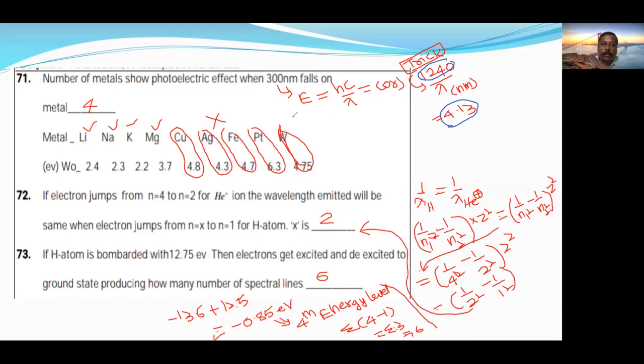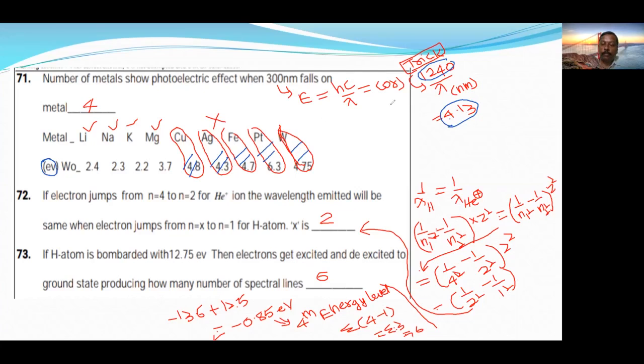So the energy given is 4.13 electron volt. See here, everywhere you have to be very cautious. So that means this much energy it is giving. Copper requires 4.8, so it will not give. Silver requires 4.3, so it will not give electron. 4.7 it will not give. 6 point it will not give.